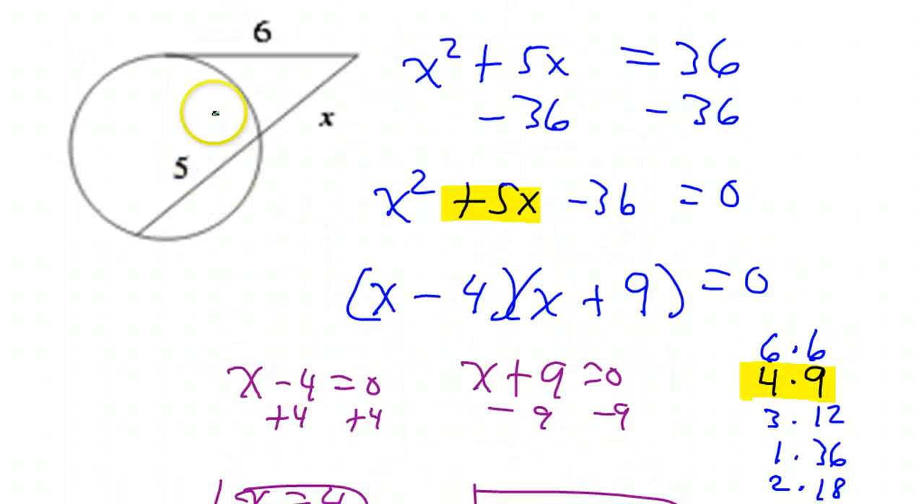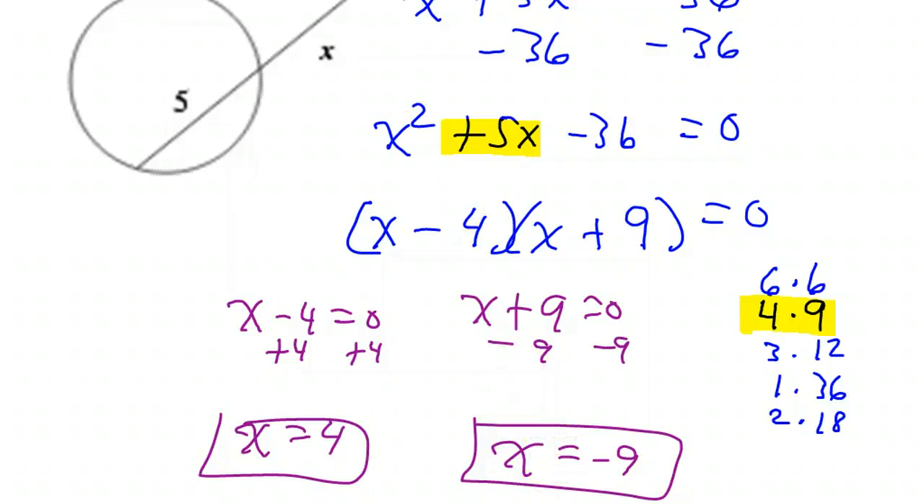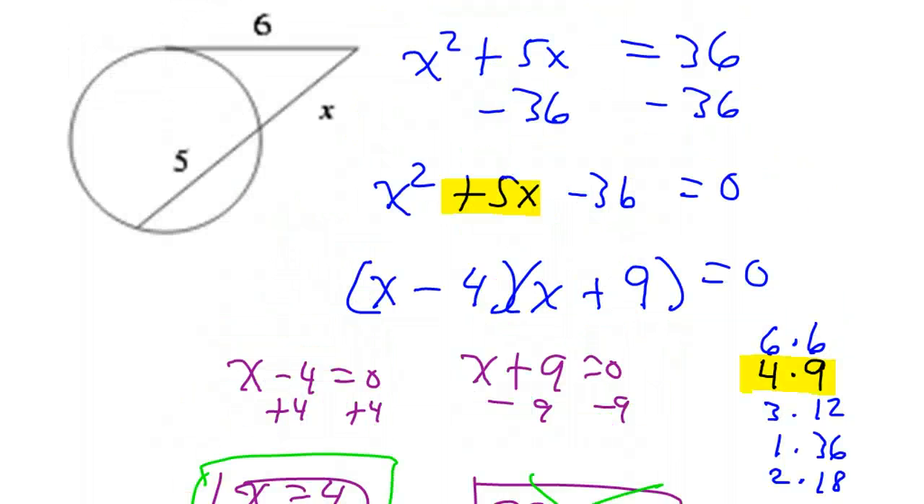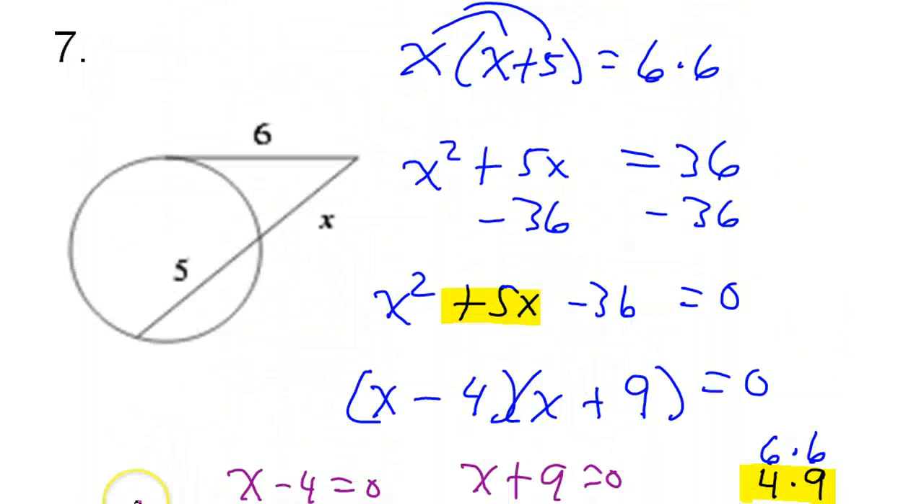Now x represents a length. You cannot have negative length, so this is extraneous. We're going to throw that out. So x equals 4 is the only actual answer to problem number 7.